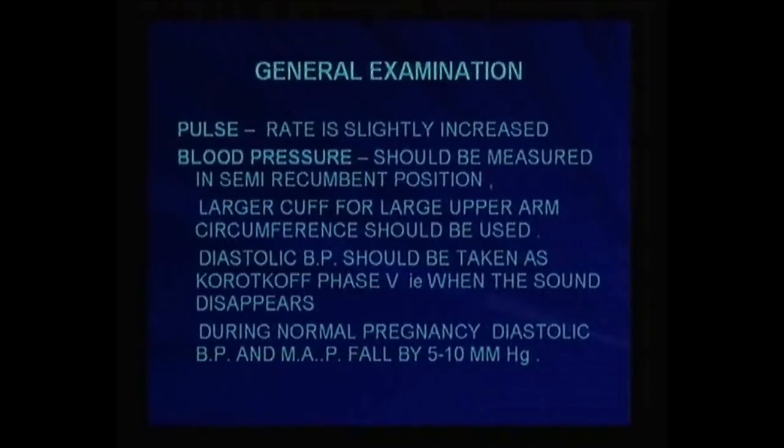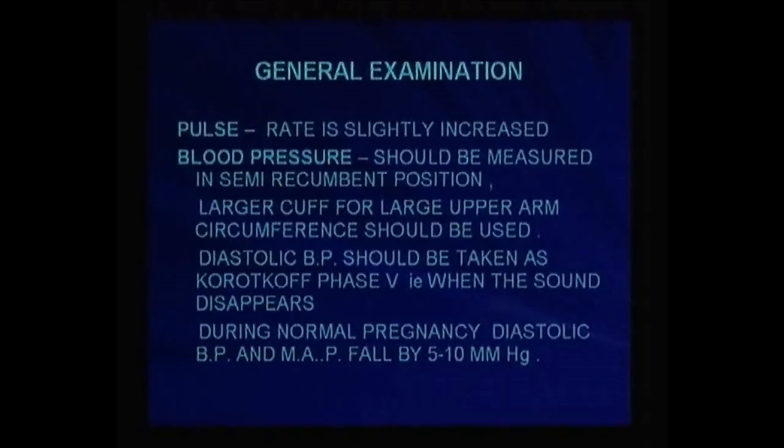And now a very controversial subject which is discussed again and again, that which should be the diastolic blood pressure marker? It should be the Korotkoff phase 5, that is when the sound disappears, because the pregnancy is a hyperdynamic circulation. During a normal pregnancy, diastolic blood pressure and mean arterial blood pressure fall by 5 to 10 millimeters of mercury. This happens because of a dramatic fall in the peripheral vascular resistance.